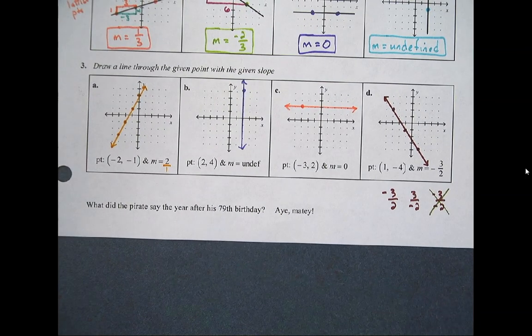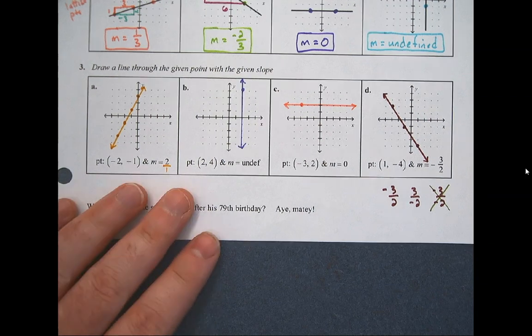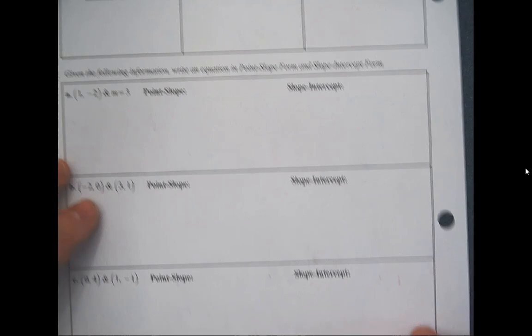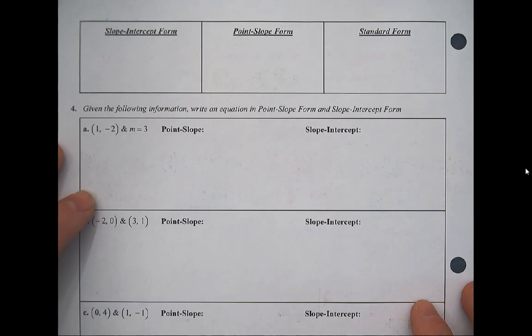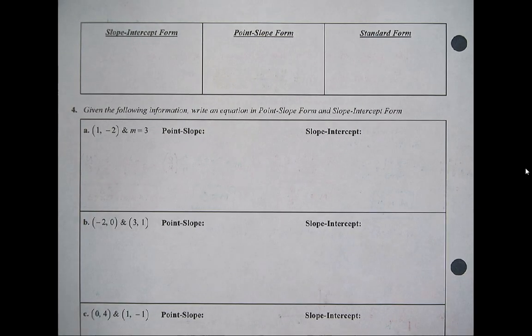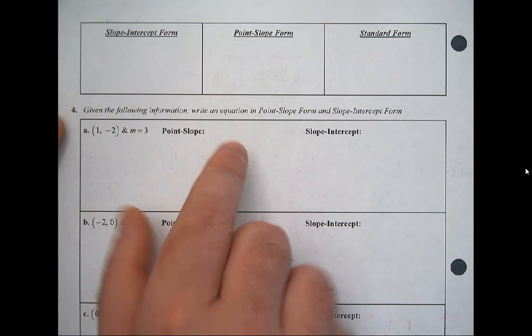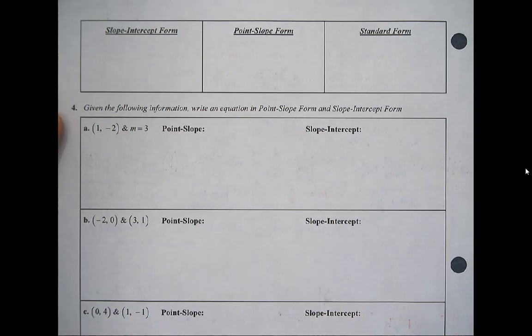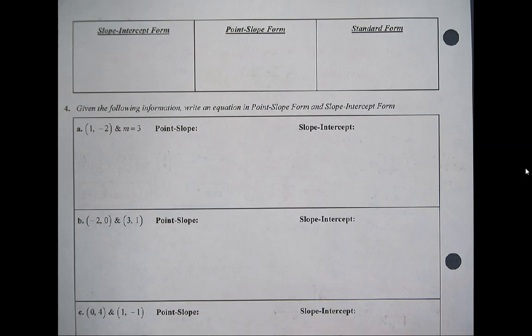So hopefully that felt like old news. It should be. You've been doing that since probably 6th grade. All right. But I wanted to talk about it and make sure everybody had seen it at least one more time. So the last part, the second half of this, is coming up with the different equation forms based on a certain amount of information. So we have slope-intercept form.